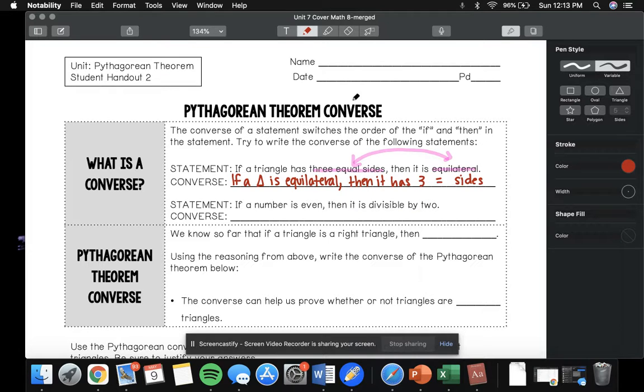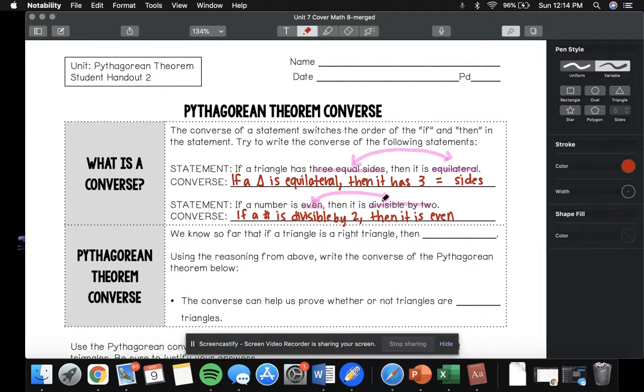Okay? So the next one: if a number is even, then it is divisible by 2. What we're going to do is switch this statement up. So if a number is divisible by 2, then it is even, which is the definition of what even means.